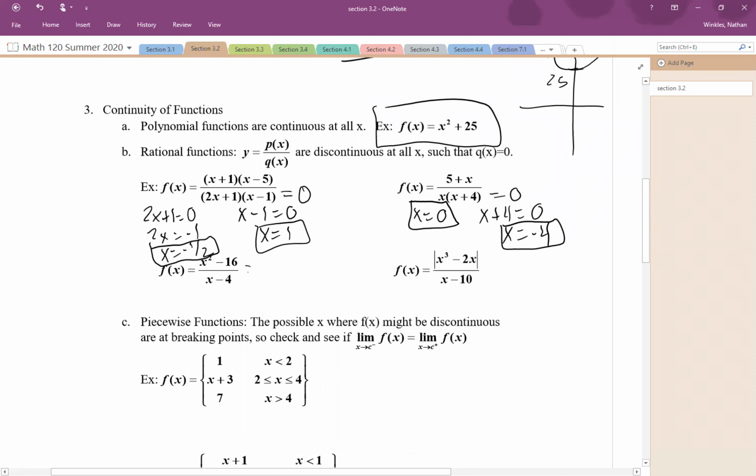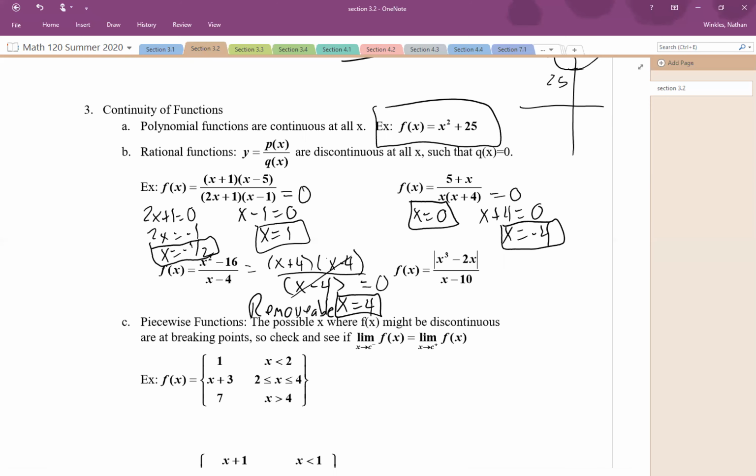Now, for this one, this is x squared minus 16. So that's going to be (x plus 4)(x minus 4) all over x minus 4. I'm factoring this just to show you that it is removable, but we still do the same process. x minus 4 equals 0. So x equals 4, and this one is removable. It's removable because x minus 4 could cancel out. That would leave us with a hole in our graph, but it is still a removable discontinuity.